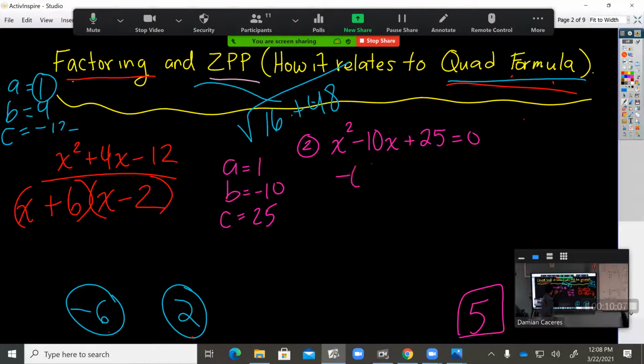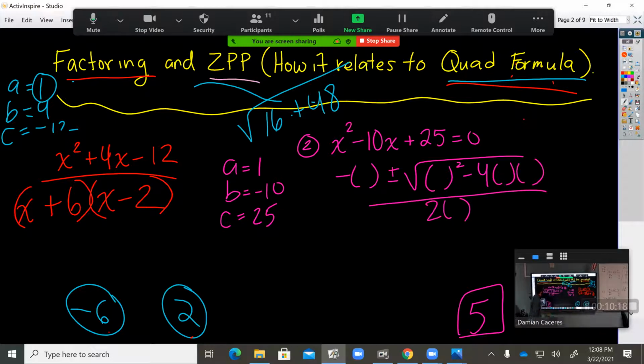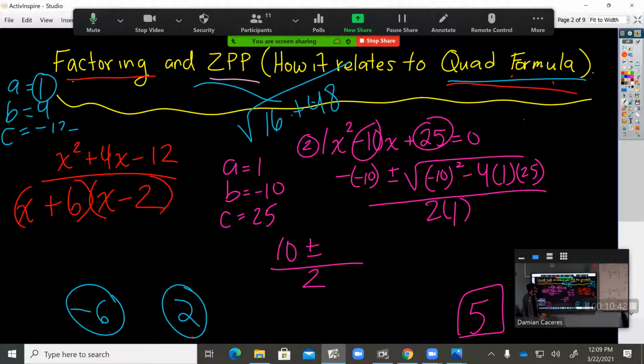So negative b plus or minus the square root of b squared minus 4 times a times c, all over 2a. Now b is a negative 10, so we're going to put it in the first two parentheses. A is positive 1, so you're going to put it in the middle and the bottom. C is always the last one. It's the constant, 25. Now, the first and bottom numbers are just going to come down. 10 plus or minus, and the bottom is 2. The only thing you have to calculate is what's inside of this radical.